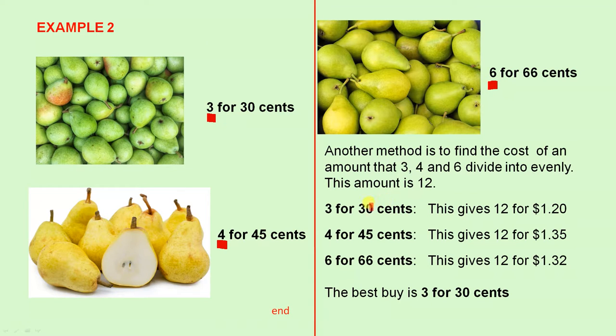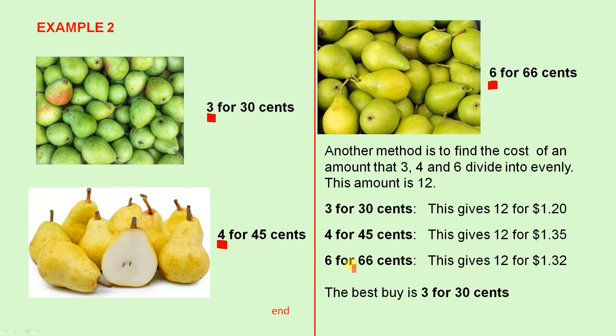So if we took the first advertisement, which says 3 for 30 cents, this gives 12 for $1.20, because 4 threes give us the 12, and 4 times 30 gives us $1.20. If we took the next advertisement, 4 for 45 cents, this gives 12 for $1.35, because 3 fours are 12, and 3 times 45 cents is $1.35. Remember, in each case, we're finding how much 12 items cost.